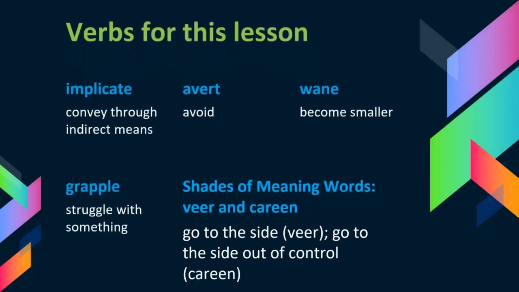And now we'll do a final review of our verbs for this lesson. Implicate, to convey through indirect means. Avert, to avoid. Wane, to become smaller. Grapple, to struggle with something. And veer, to go to the side, and careen, to go to the side out of control.